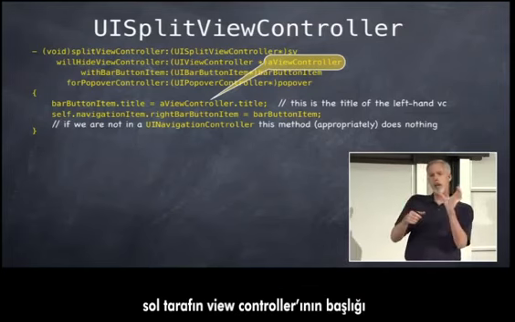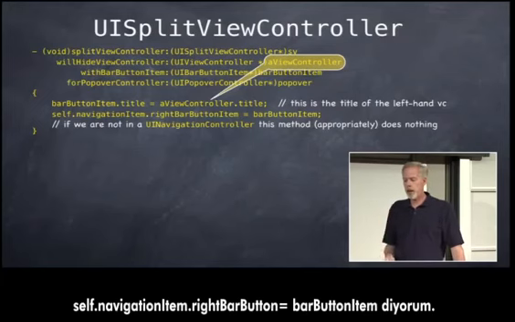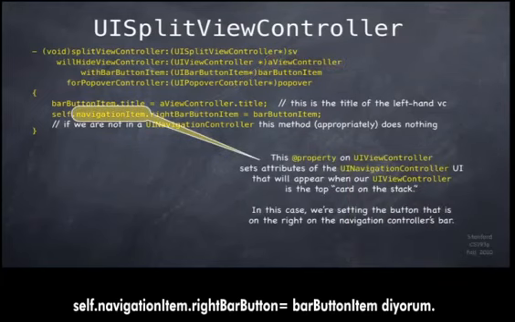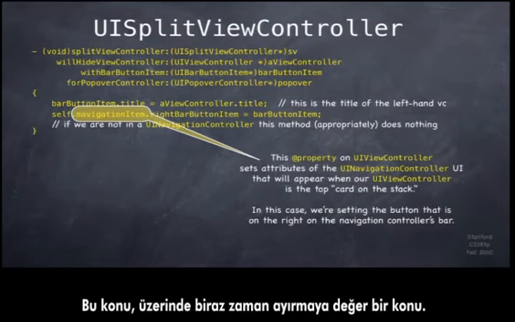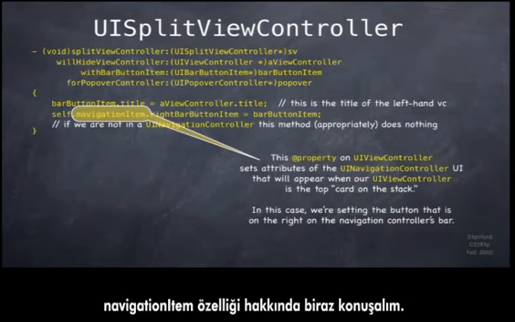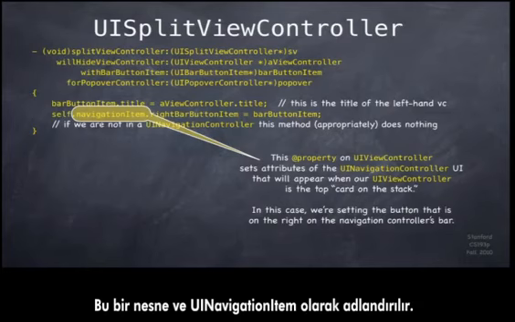Then the second line of code is I'm just going to say self.navigationItem.rightBarButtonItem equals the bar button item I was passed. So this is worth taking a little time out here to talk about this property, navigationItem. Navigation item is a property on UIViewController. It's an object called the UINavigationItem.